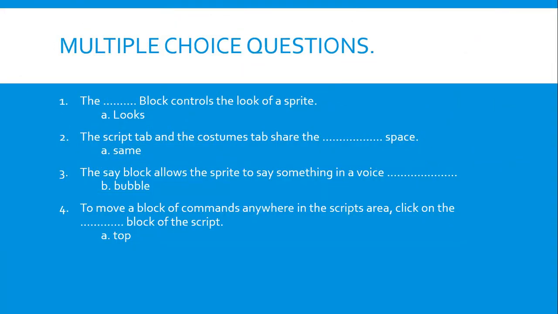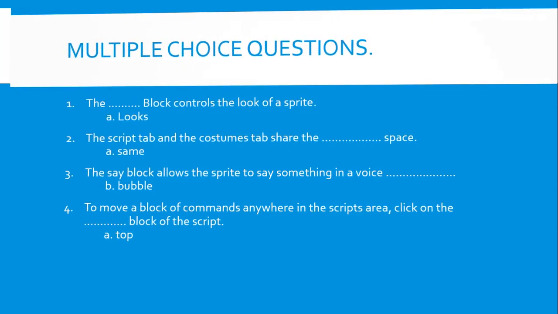Now, multiple choice question. That dash block controls the looks of a sprite. It is looks block. The script tab and the costume tab share the dash space. It is same space. The say block allows the sprite to say something in a voice bubble. To move a block of commands anywhere in the script area, click on the dash block of the script. It should be top block.